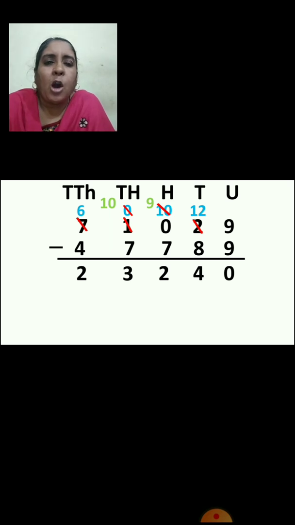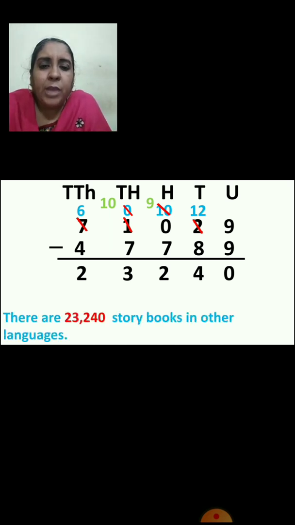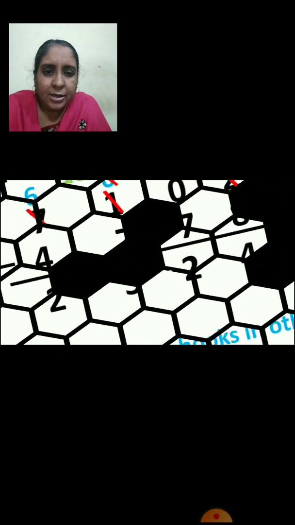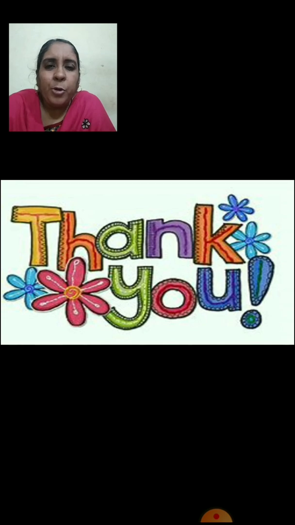So what is your answer? 23,240. So now we will write the answer statement, right? There are 23,240 storybooks in other languages. So this is how you have to do the sum. Okay. Now we are going to continue with word problems in the next class.